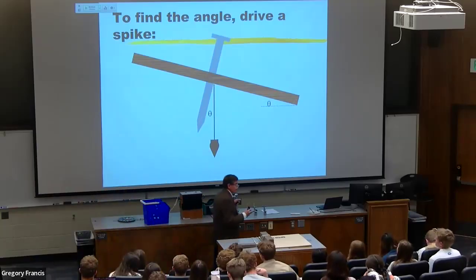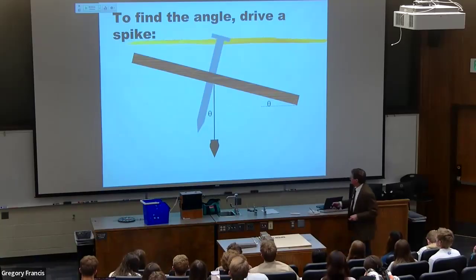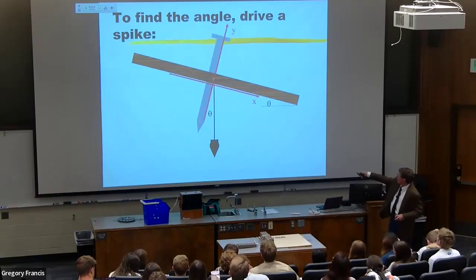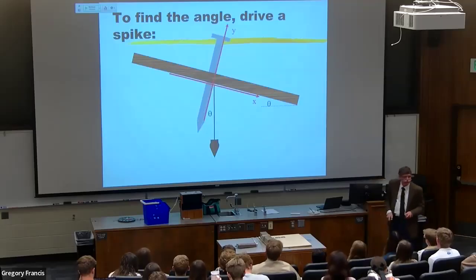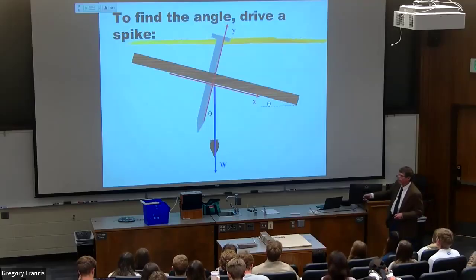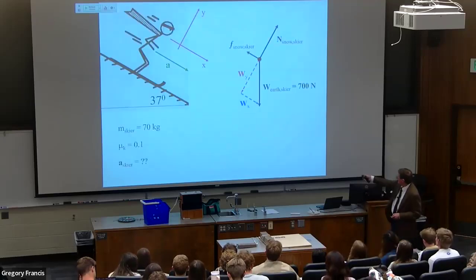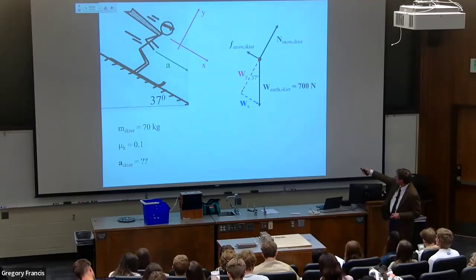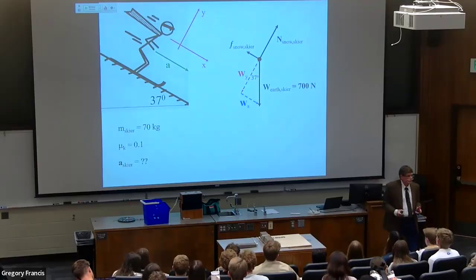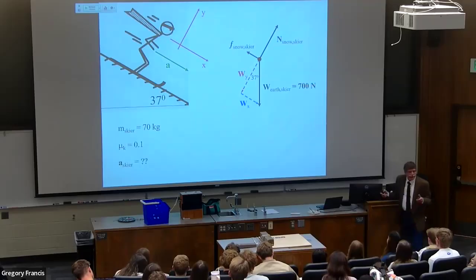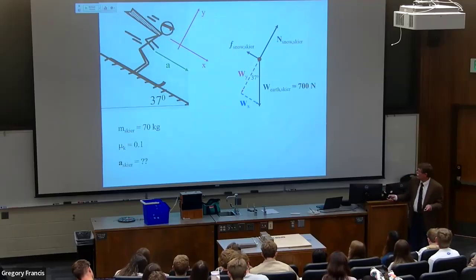Now, what does that have to do with our skier? Well, if we think of that spike as the y-axis, then the spike direction is the direction of the y component of the weight. And the plumb bob is in the direction of the total weight. And so that angle is going to be right up here. This is the spike. The red arrow is the spike. And this is the plumb bob right here. That makes sense? Okay.